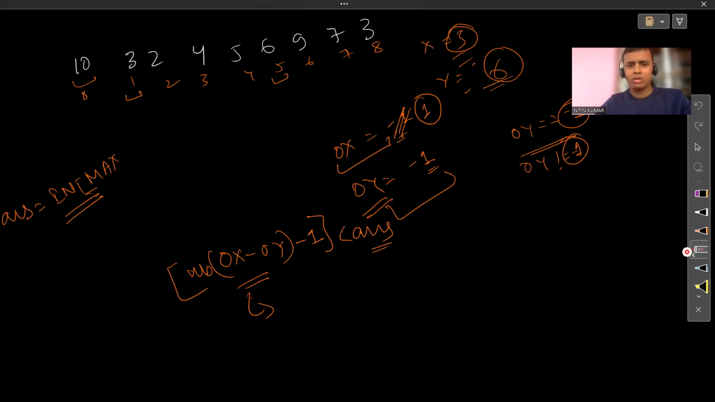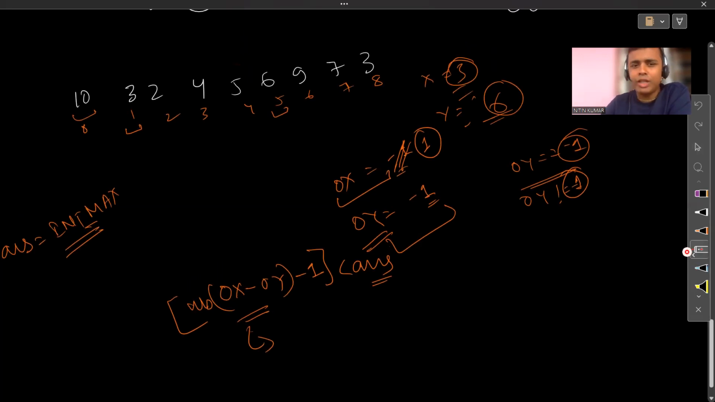So how can we update? Now I again go to this value. If 2 is equal to any of x or y, no. So go to 4. If 4 is equal to any of them, no. Go to 5. If 5 is equal to any of them, no. Now go to 6. Is 6 equal to any of x or y? Yes, 6 is equal to y.